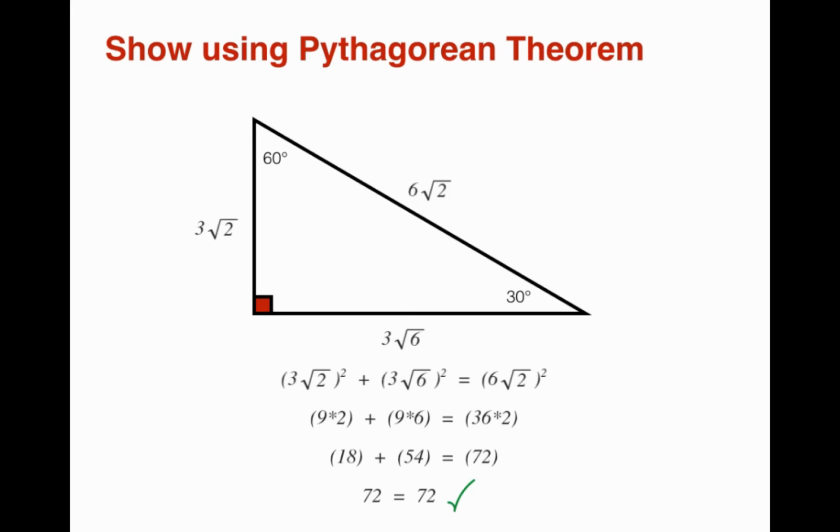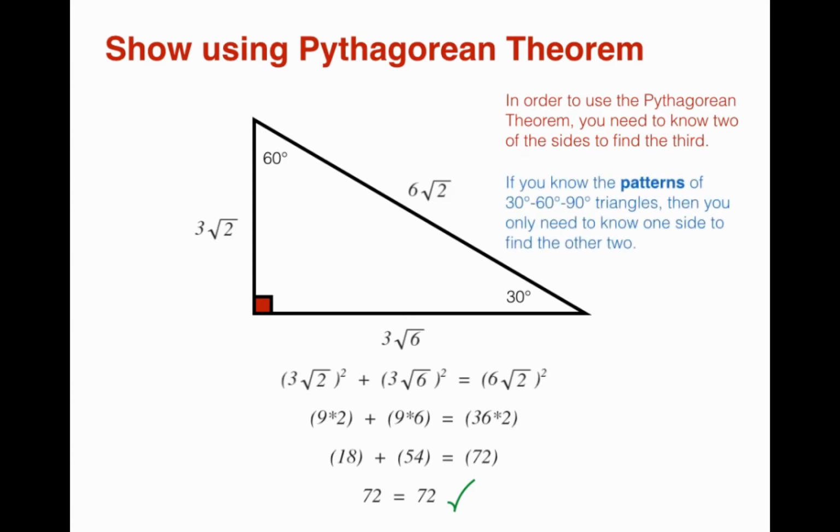So yes, the Pythagorean theorem still works. In order to use the Pythagorean theorem, you have to know 2 of the sides in order to find the third side. And one of the really cool parts of this lesson, and really one of the big pictures here, is that if you know the patterns for 30, 60, 90 triangles, then instead of 2 sides, you only need to know 1 to find the other 2. And that makes you more powerful as a student of mathematics.